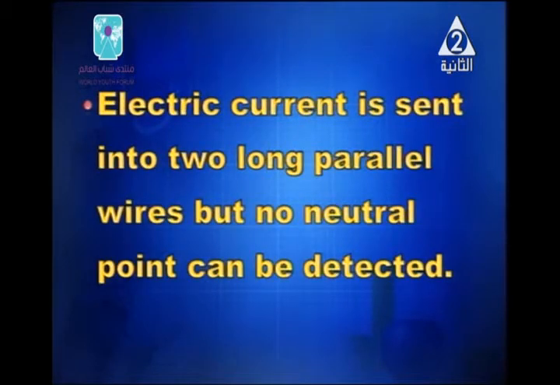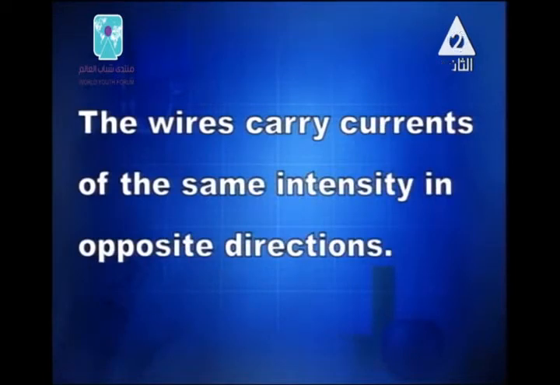Another give reason: electric current is sent into 2 long parallel wires, but no neutral point can be detected. Let me say it again. Electric current is sent into 2 long parallel straight wires, but no neutral point can be detected. This happens when the wires carry currents of the same intensity in opposite directions.